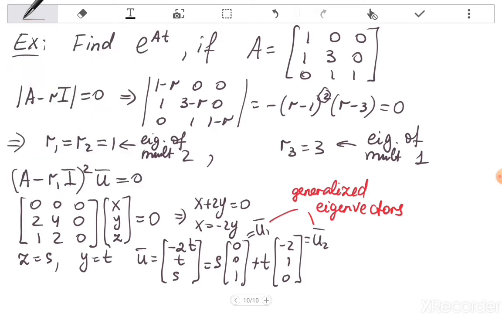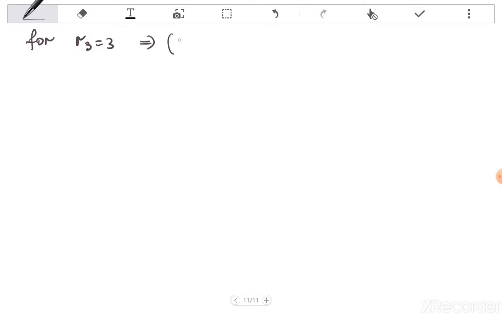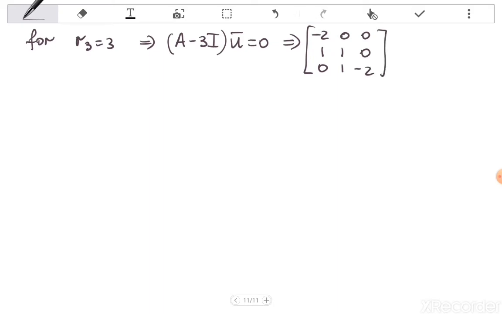And what we have to do now is find also the eigenvector for the third eigenvalue. So for r3 is 3, we have the matrix minus 2, 0, 0, 1, 1, 0, and 0, 1, minus 2. Sorry, it should be 0 here. 3 minus 3 is 0, minus 2 and minus 2, yes.